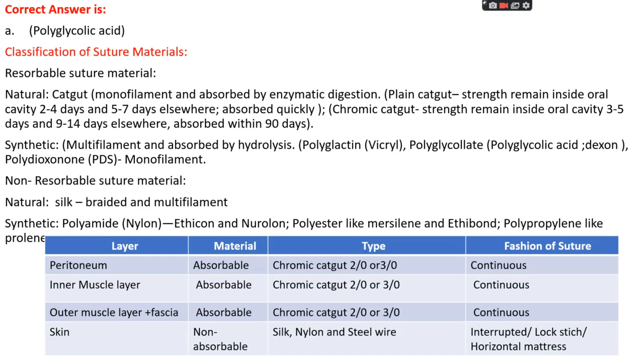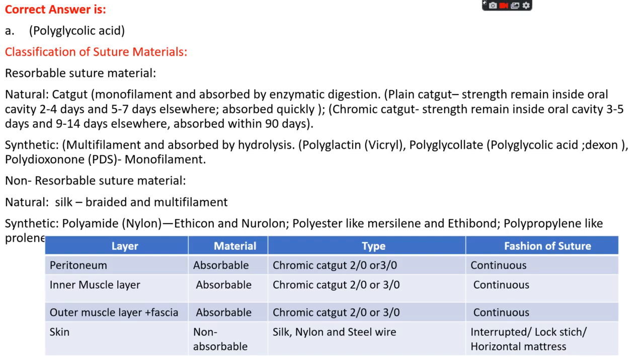The other suture is non-reabsorbable suture material, which is also natural and synthetic. Natural non-reabsorbable suture materials include silk, which is braided and multifilament. Synthetic non-reabsorbable suture materials are polyamide, which is nylon, Ethilon, and Nurolon; polyesters like Mersilene and Ethibond; and polypropylene like Prolene.